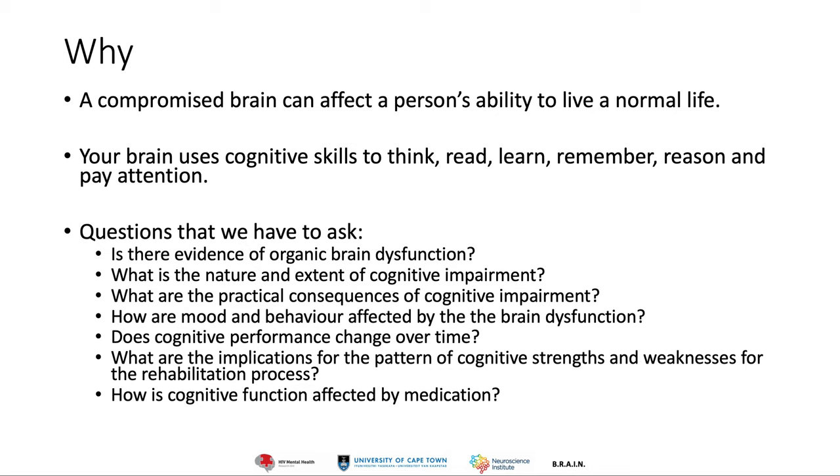Is there evidence of organic brain dysfunction? Sometimes cognitive impairment is the only indicator of a pathological process. What is the nature and extent of cognitive impairment? It is not only necessary to establish cognitive weaknesses, but we also need to establish the cognitive strengths of patients. What are the implications of the pattern of cognitive strengths and weaknesses for the rehabilitation program? What are the practical consequences of cognitive impairment? That is, how does it directly impact the person's life with regard to work, leisure, and educational activities? How are mood and behavior affected by the brain dysfunction? Does cognitive performance change over time? And how is cognitive function affected by medication? Some medications may affect cognition negatively, and that needs to be taken into account.